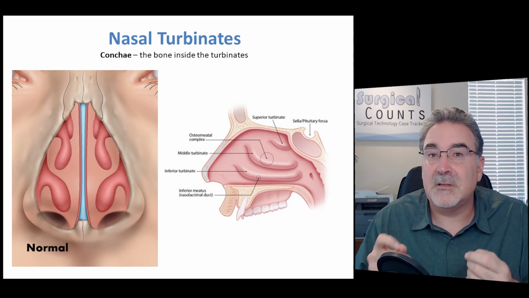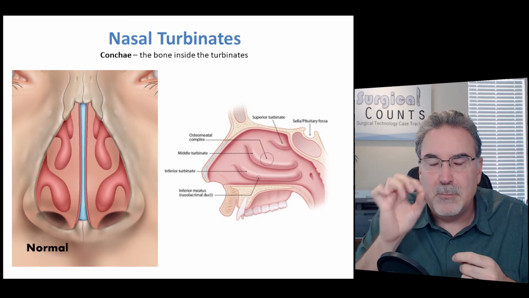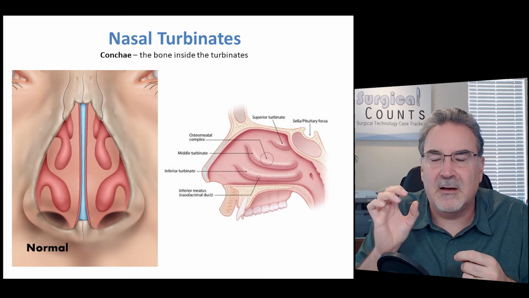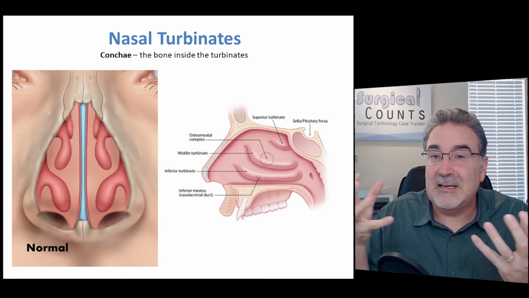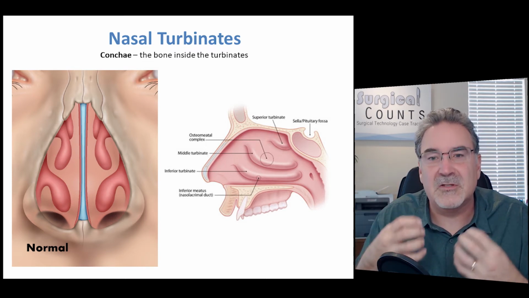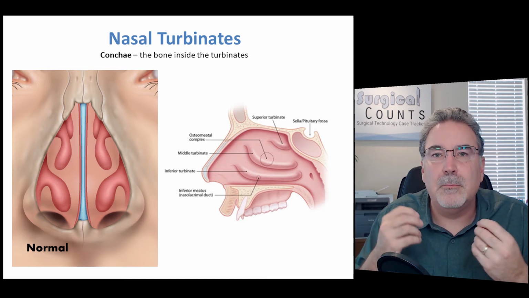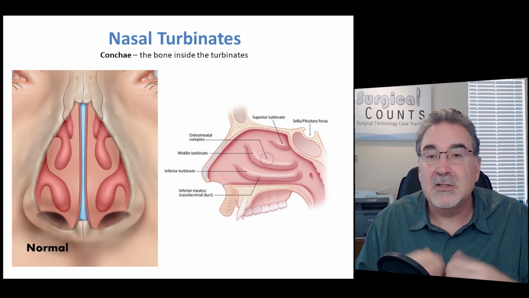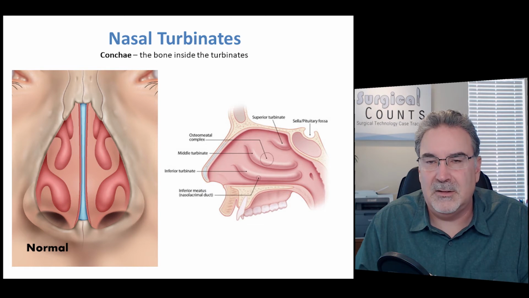But the turbinates do something else as well. Again, they're covered with that mucous membrane. They're a little sticky stuff. So what that sticky stuff does is it grabs a hold of and filters out any dust or other debris that may be entering the nose so that it doesn't make it all the way down to the lungs.